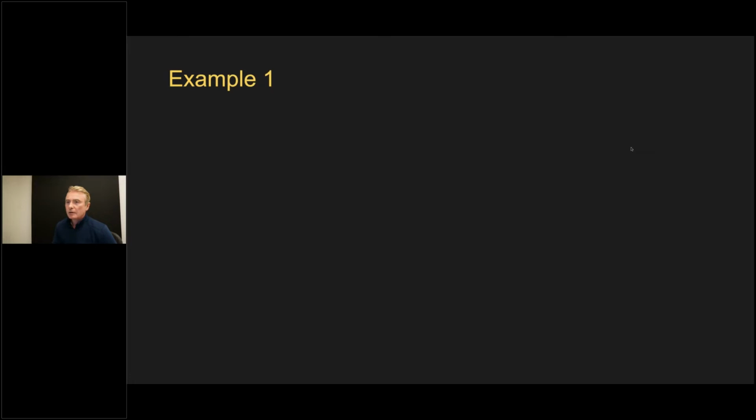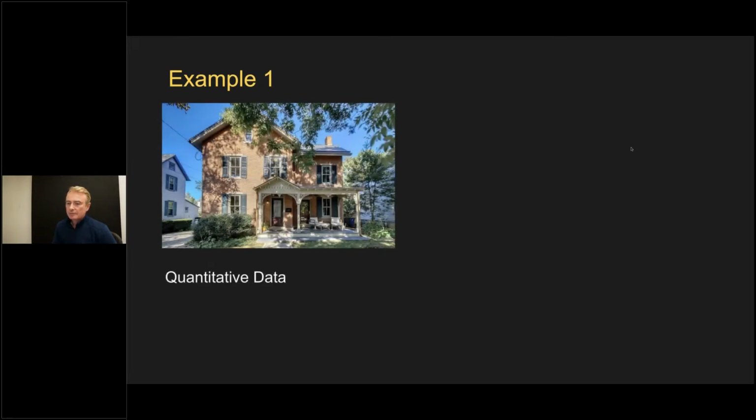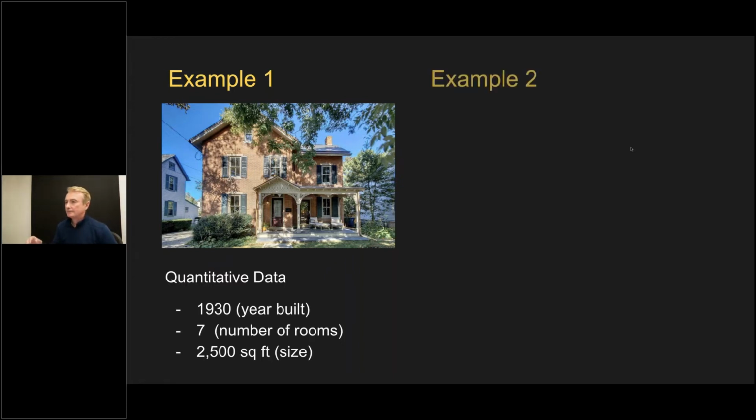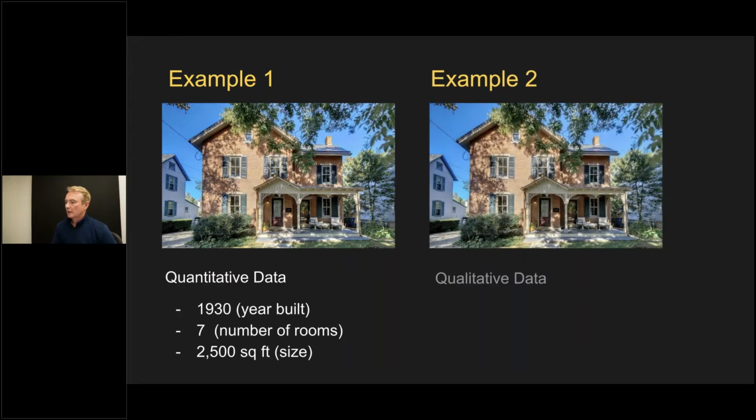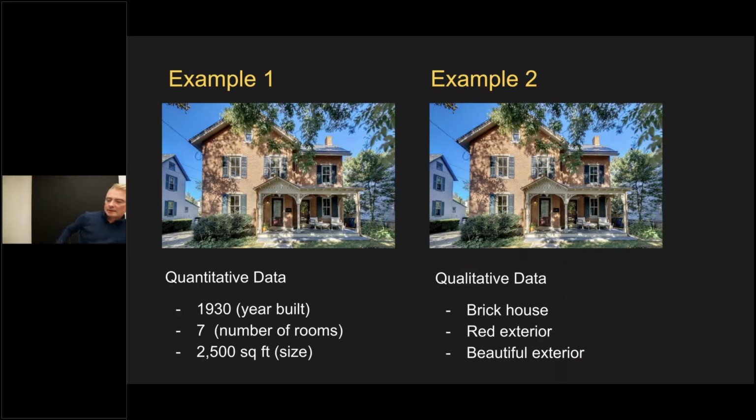Anyway, so let's get an example here. Quantitative data: the year the house was built, 1930. Number of bedrooms, 7. Square footage, 2,500 square feet. And the other example here, qualitative data. This is a brick house, I believe, brick facade, red brick house, red exterior. That's not my house. I wish I owned that house. That's a pretty good looking house. Some people might say, I don't like brick, but one may describe that as a pretty nice house.